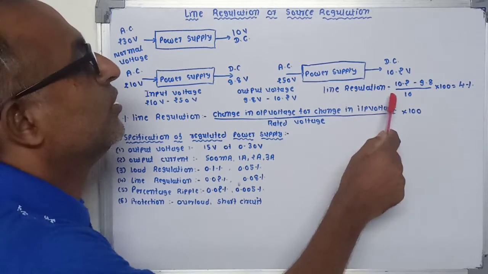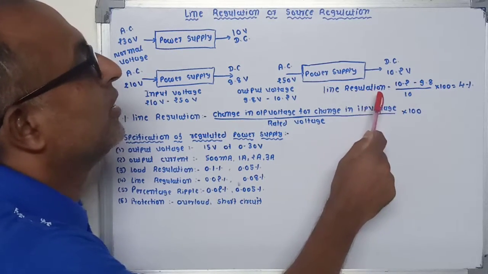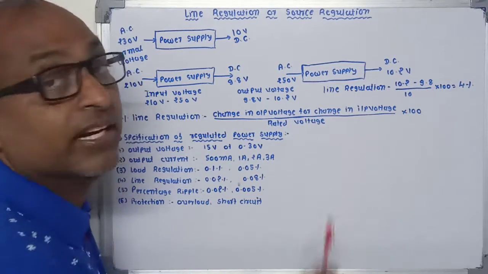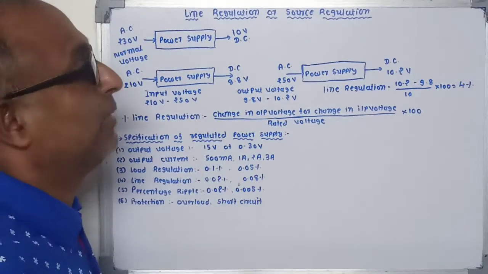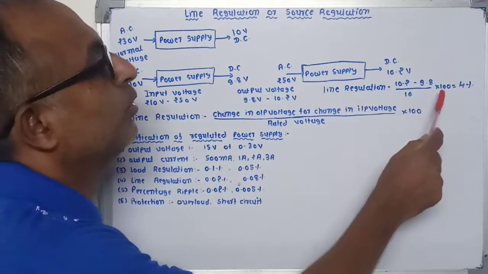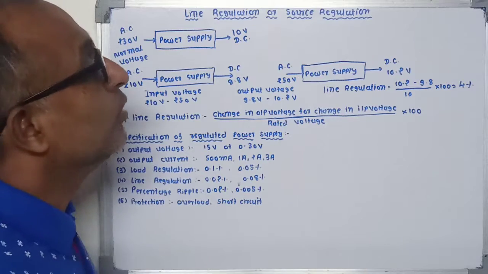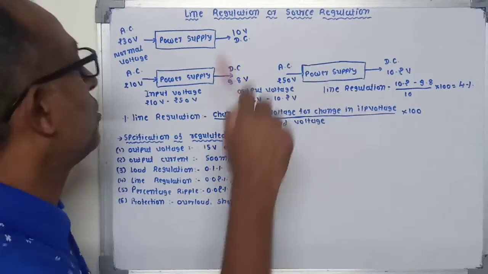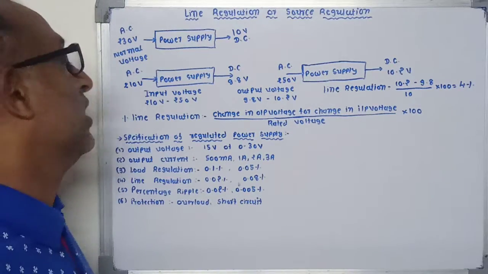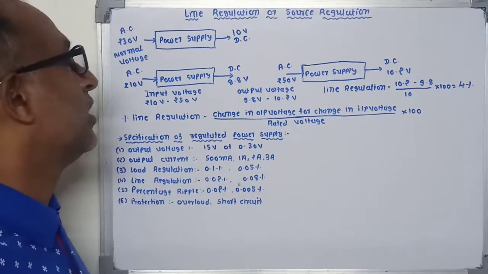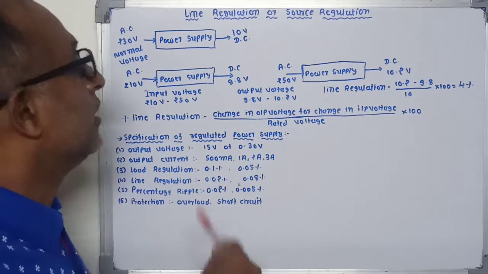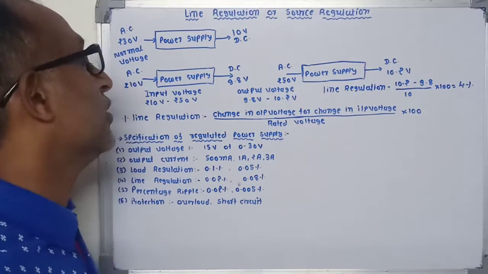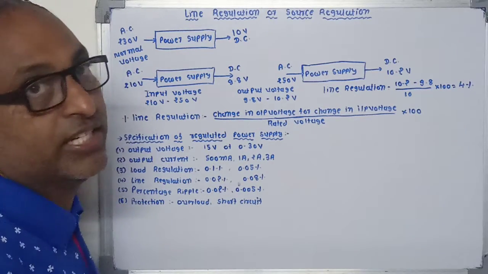Percentage line regulation is equal to (10.2 minus 9.8) divided by the rated voltage of this power supply, which is 10, times 100. So we will get 4% line regulation. This line regulation is also called source regulation. The percentage line regulation can be defined as the ratio between the change in output voltage for a change in input voltage to the rated voltage.